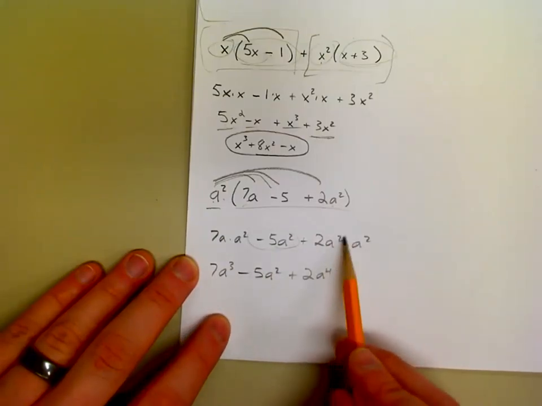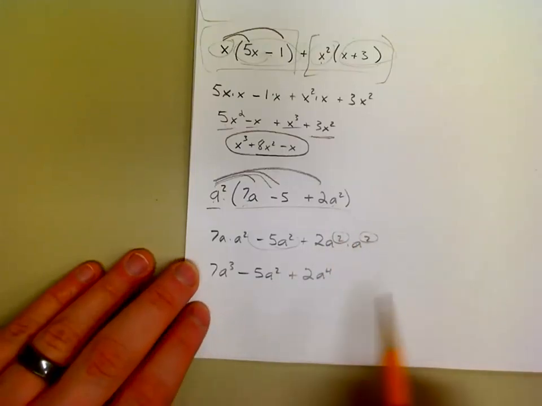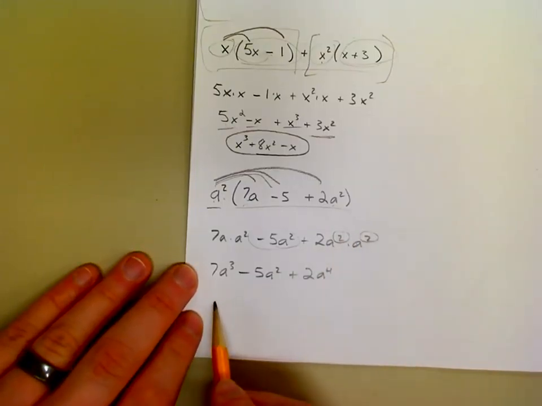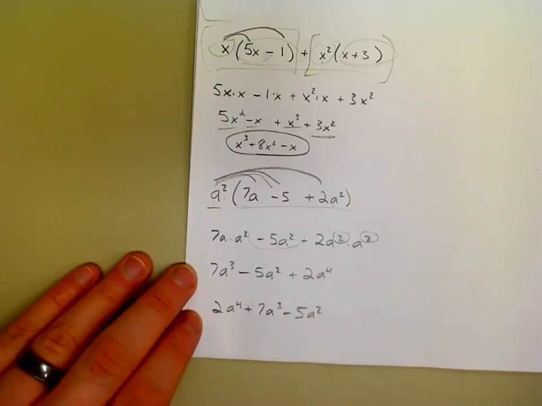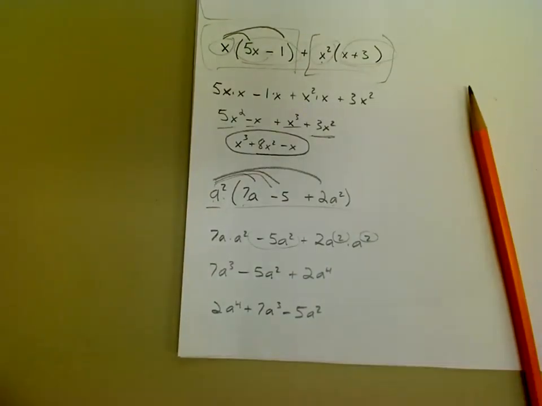I'm multiplying here, so I add these exponents. And then I'm just going to put it in descending order. 2a to the fourth plus 7a to the third minus 5a squared. Alright, there's your preview. Things to come.